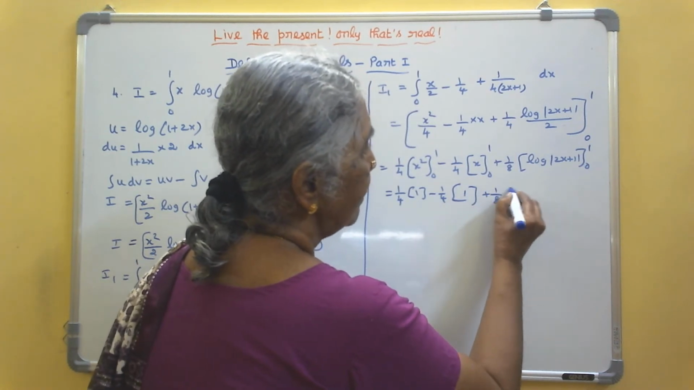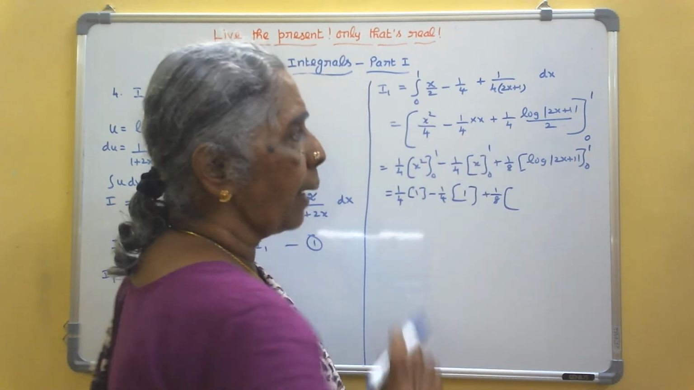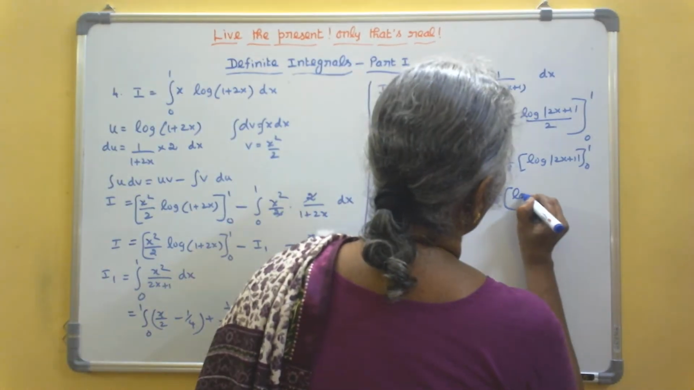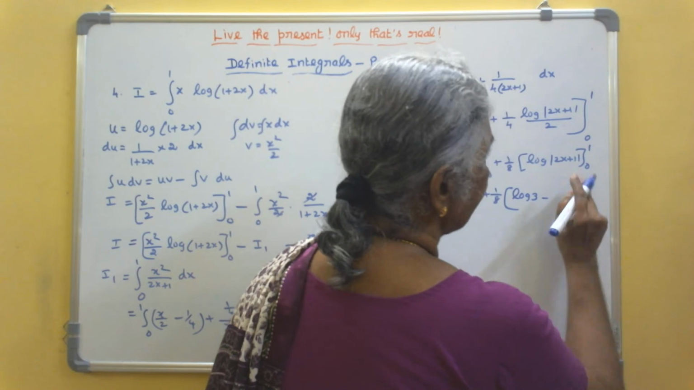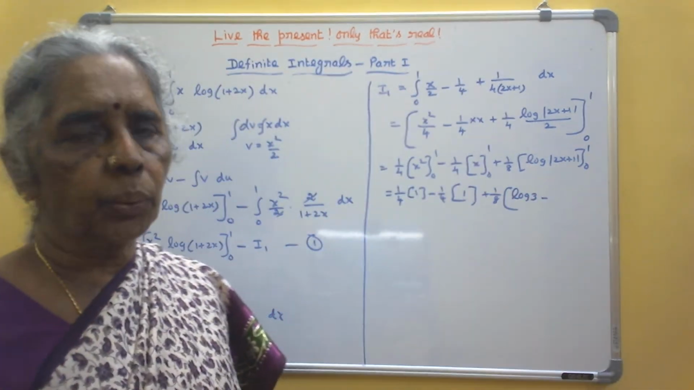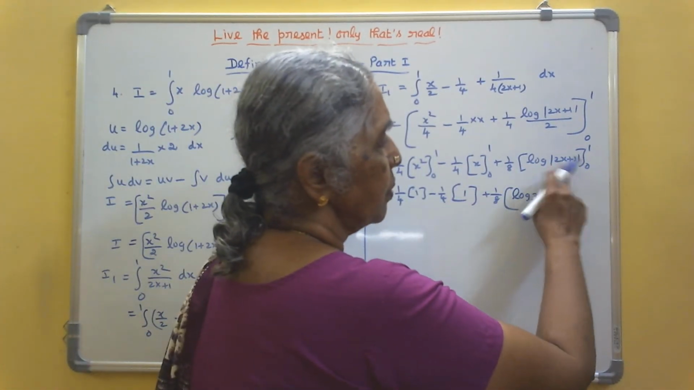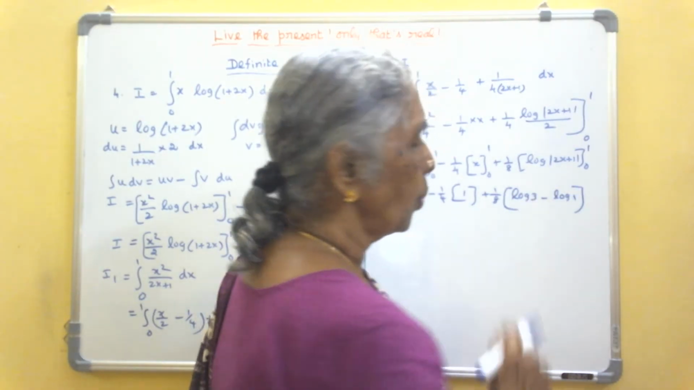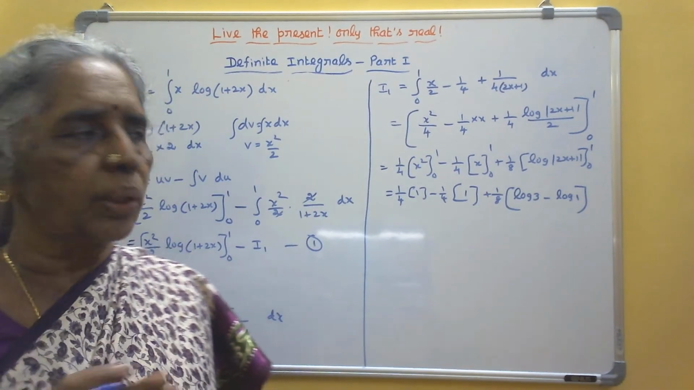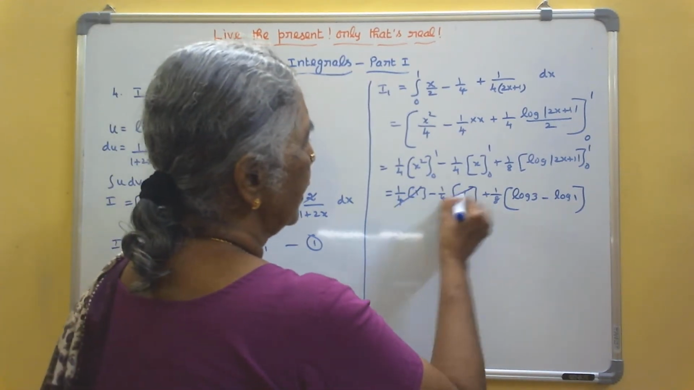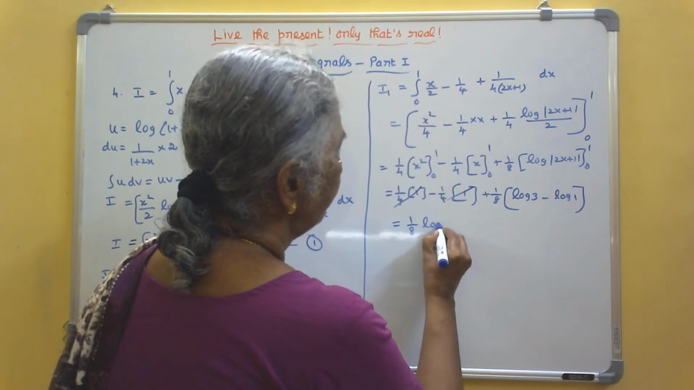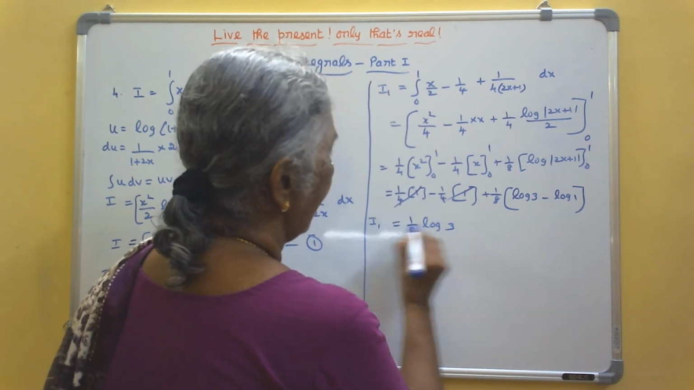Plus 1 by 8. If you substitute the upper limit, 2 1s are 2, 2 plus 1, 3. So you will get here log 3 minus, if you substitute the lower limit 0, 2 into 0 is 0, 0 plus 1 is 1, so you will get log 1. Of course, you know log 1 is equal to 0. So this 1 by 4 and this 1 by 4 will get cut. You will get 1 by 8 log 3. So this is the I1 now.